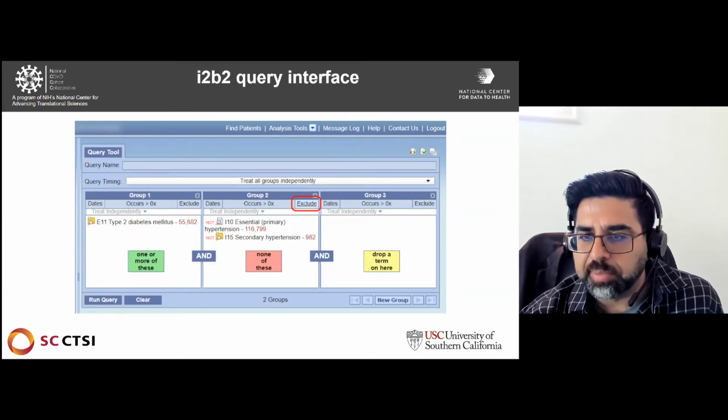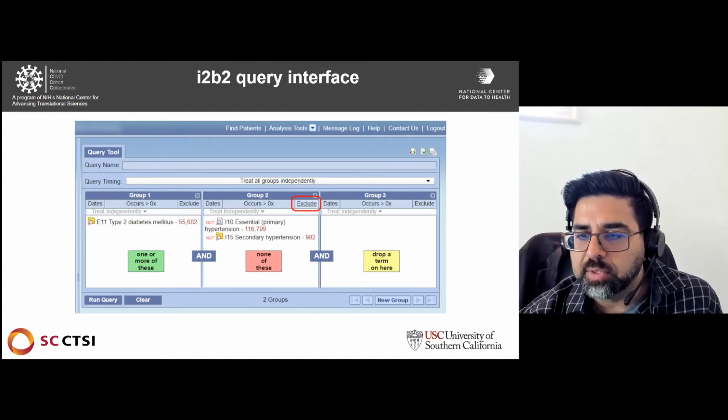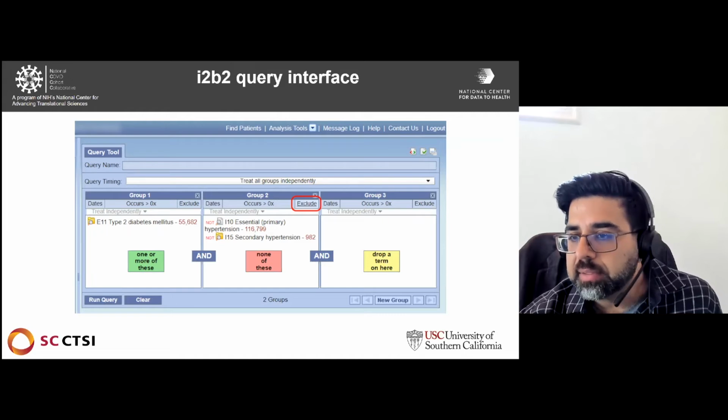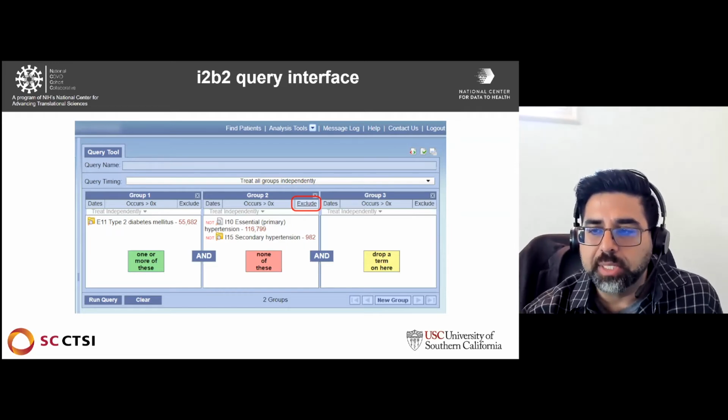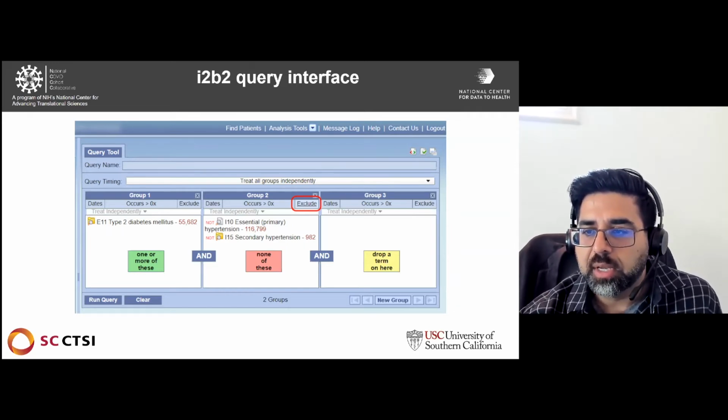So in this case, for example, simple Boolean logic in I2B2, they're looking for people who have type 2 diabetes and hypertension, either primary or secondary, and you can go on and you can build a whole Boolean logic query there. You can either and or not, which is exclude here, highlighted here. So you can build those type of queries.